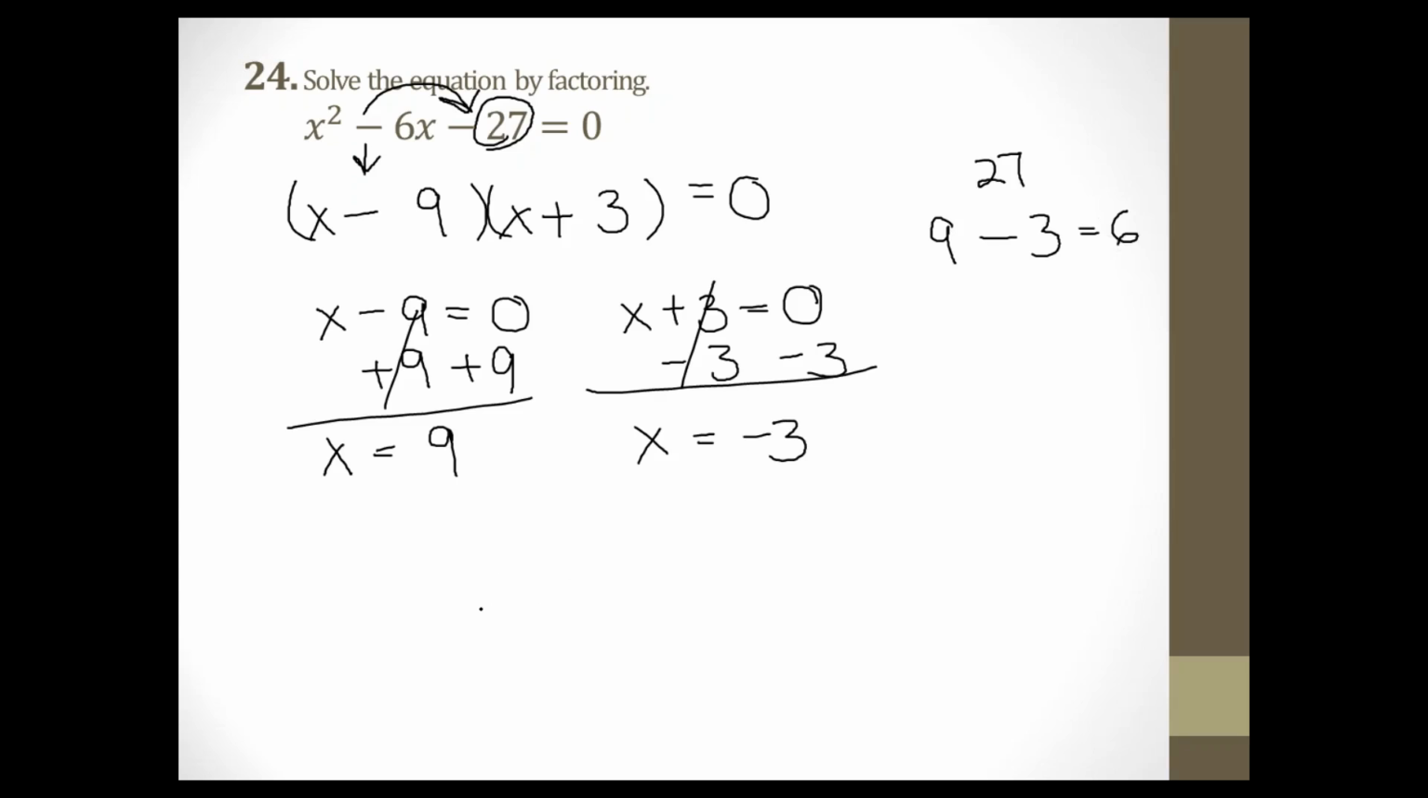So our two answers should be 9 comma negative 3 or negative 3 comma 9. Both of them are correct. Usually in math, you write them in descending order, or the smallest one first. So both of these are correct.